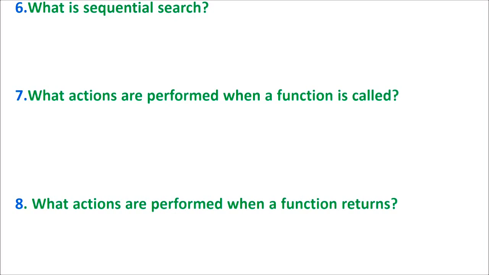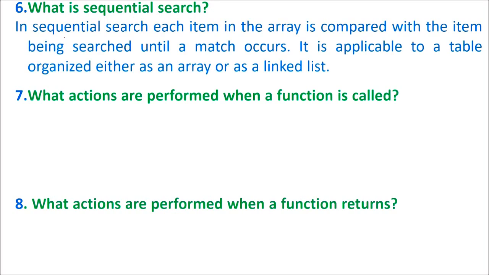What is sequential search? One by one search. This sequential search is actually searching, finding an element. In sequential search, each item in the array is compared with the item being searched until a match occurs. So it is applicable to a table organized either as an array or as a linked list.